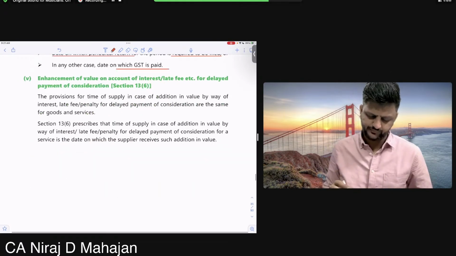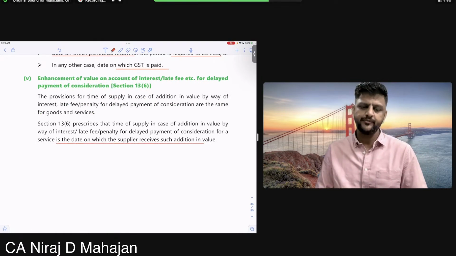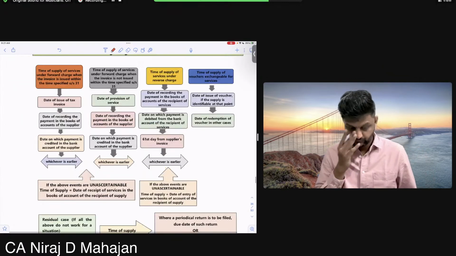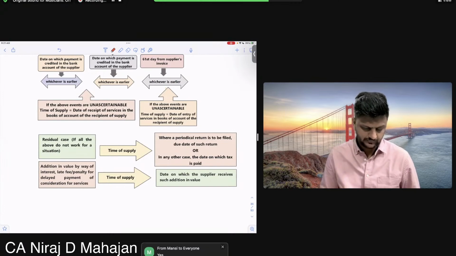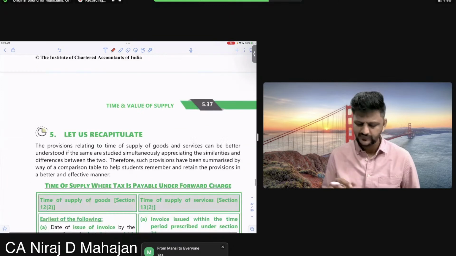Same thing is the date on which the supplier receives such addition. Which one? Interest, late fee, penalty. Okay? Done?